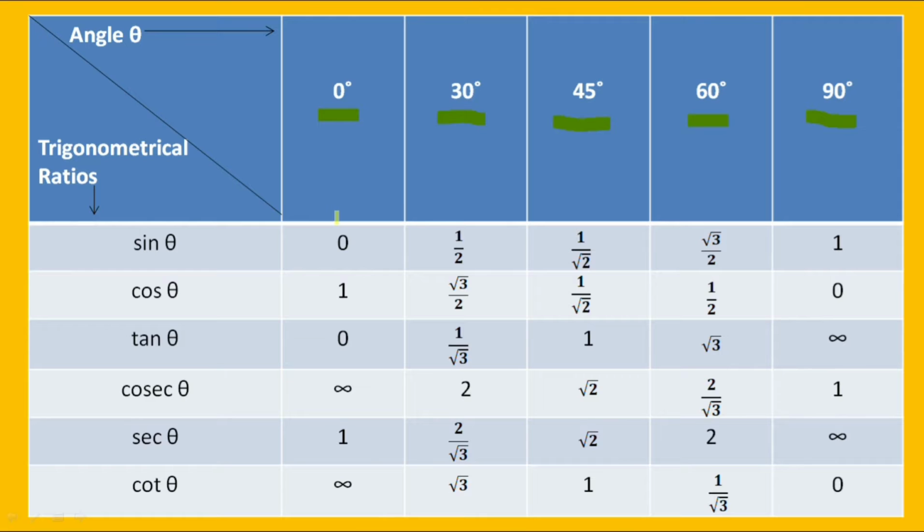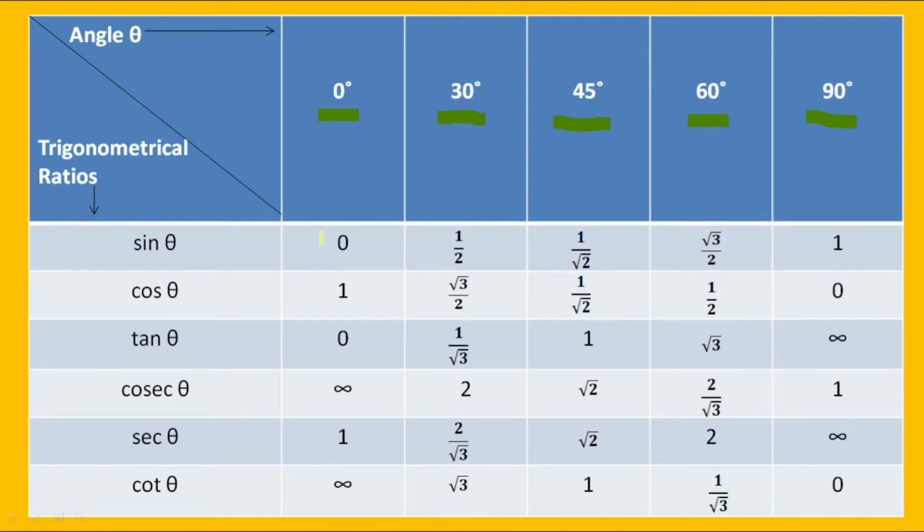Now, sine 0 degree, sine 30 degree, cos 0 degree, cos 30 degree, all these types of values, how to find them, I will discuss in another video. This video is only for showing you the trick to remember all of those values. This is the tabular form of all the values.